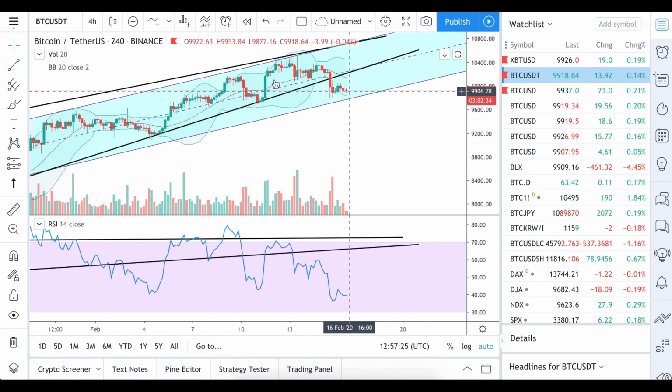Of course, it might be the end of this current correction, and then the price will go much higher. And basically, this is the way you may trade it.